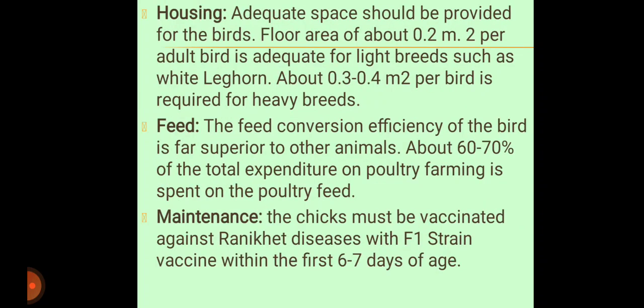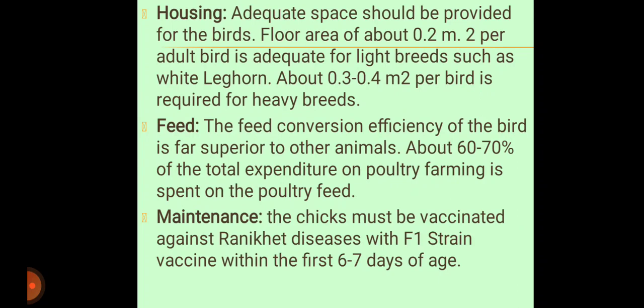Housing for the poultry: adequate space should be provided for the birds. A floor area of about 0.2 square meter per adult bird is adequate for light breeds such as White Leghorn. About 0.3 to 0.4 cubic meter of space should be required.